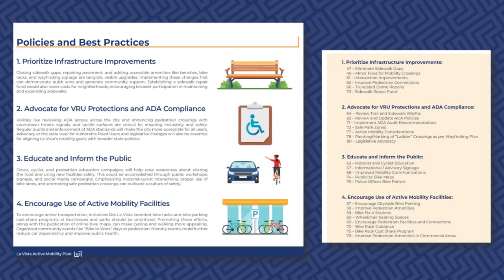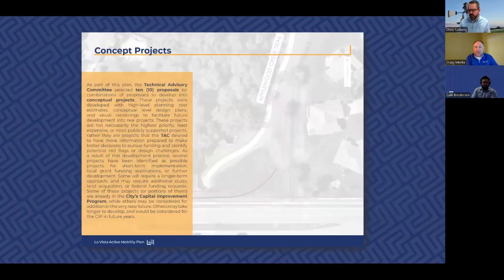And so we grouped these into 4 different categories: prioritizing infrastructure improvements, advocating for vulnerable road users and ADA compliance. So this is really about policies that would improve safety and improve the space for not just bikes, but if you think about vulnerable road users, these are construction workers, these are people walking in the street or walking through that streetscape area, educating and informing the public, and then just encouraging the use of active mobility. So there's a lot of things that the city can do from a policy standpoint to encourage the use of active mobility, such as putting out more bike racks and putting out bike maps and things like that to educate the public.